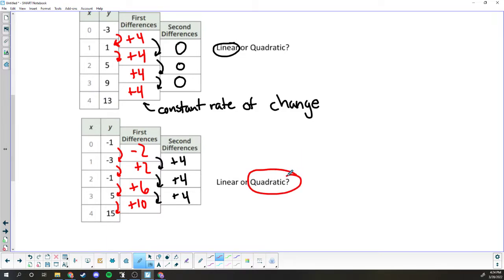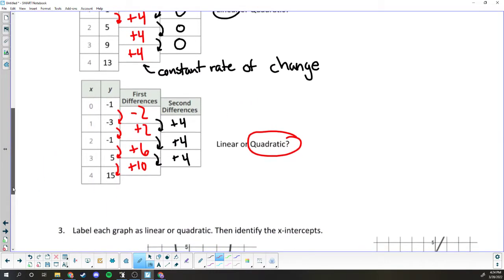Okay. And that's it for this problem. Okay. I like my use of red and black as well. Very nice. Okay, moving on.